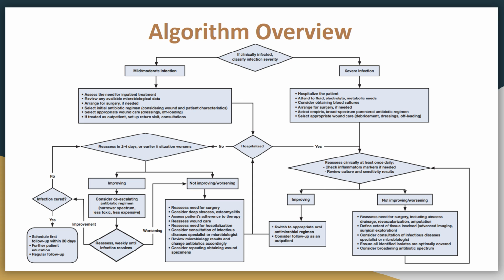If they begin to improve, you would consider switching to an appropriate oral antimicrobial regimen and consider following them up as an outpatient. However, if this worsens, you would reassess the need for surgery, including abscess drainage, revascularization, and amputation. You would define the extent of tissue involved, and this includes advanced imaging and surgical exploration. You would consider the consultation again of infectious disease specialists or microbiologists, and you would ensure all identified isolates are optimally covered. You would then consider broadening the antibiotic spectrum and monitor until the infection improves.